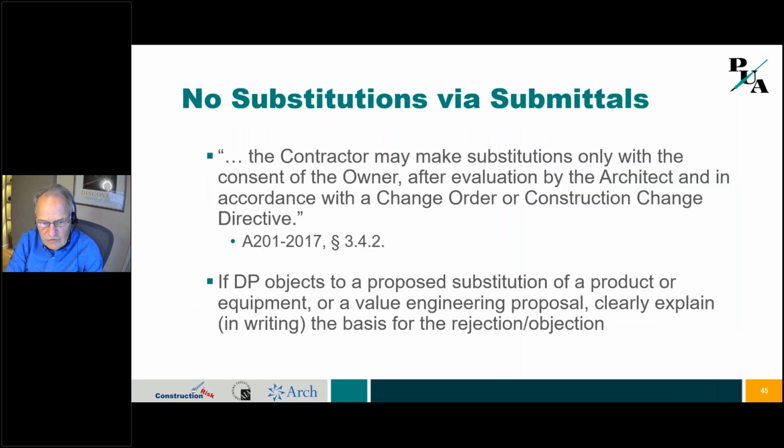So there's no substitutions via submittal. The contractor may make substitutions only with the consent of the owner, after evaluation by the architect, and in accordance with a change order or construction change directive. And too often I am seeing contractor submittals, a shop drawing submittal that's offering an or equal instead of the brand name. And the designer didn't pick up on that, and they may even approve the thing.